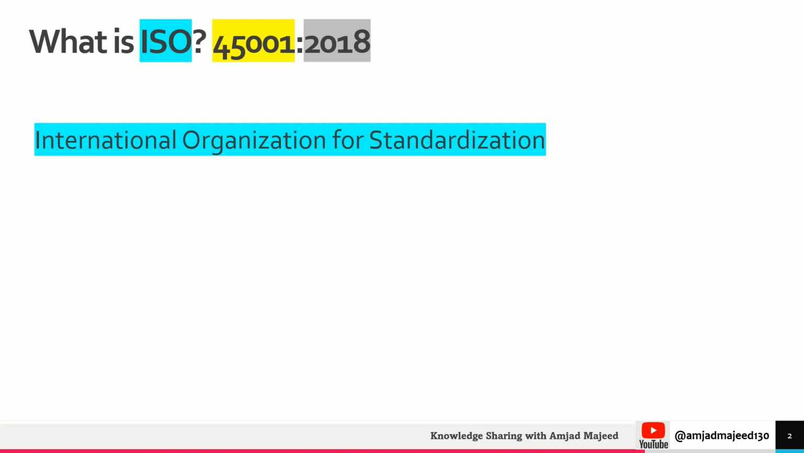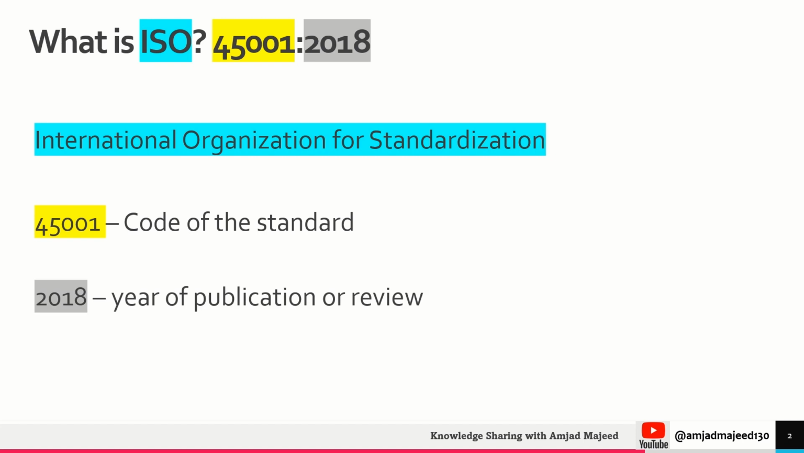And 45001, what is 45001? For better understanding, we all have names. My name is Amjad Majeed, and in the same way, you will have your names as well. Likewise, 45001 is the code or reference for the standard, the name of the standard, given by ISO. And 2018 is the year of publication, if it is the first time it is published.